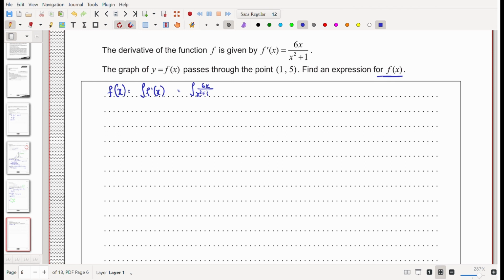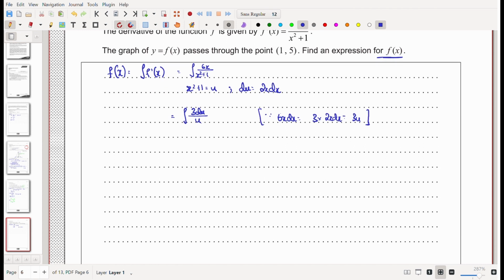Now, we can't integrate this directly, but because you have an x in the numerator and the denominator, let's do integration by substitution. Take x squared plus 1 is equal to u, du is equal to 2x dx. And now you see that you can actually reduce the equation. So the function becomes 3 du by u, since 6x dx is equal to 3 times 2x dx, which is 3 du. So let's write that in a bracket, make sure the examiner knows what you're doing, which is equal to 3 ln u, which is 3 ln of 1 plus x squared.